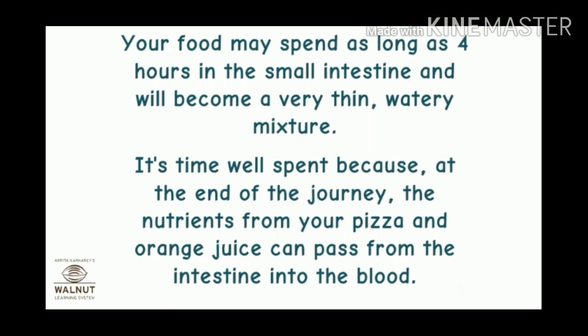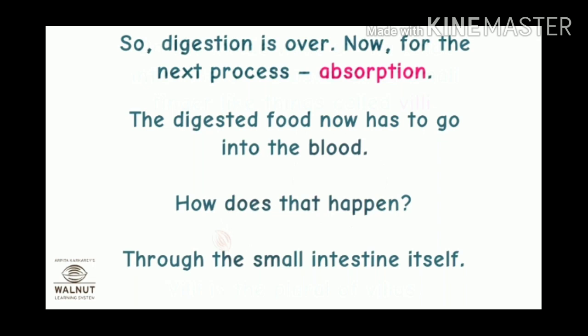Your food may spend as long as 4 hours in the small intestine and will become a very thin watery mixture. It's time well spent because at the end of the journey, the nutrients from your pizza and orange juice can pass from the intestine into the blood. So digestion is over. Now for the next process, absorption. The digested food now has to go into the blood. How does that happen? Through the small intestine itself or anything else?